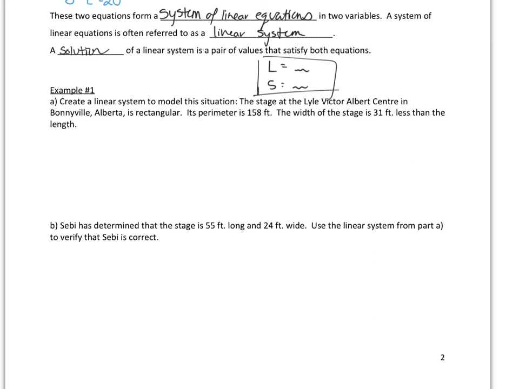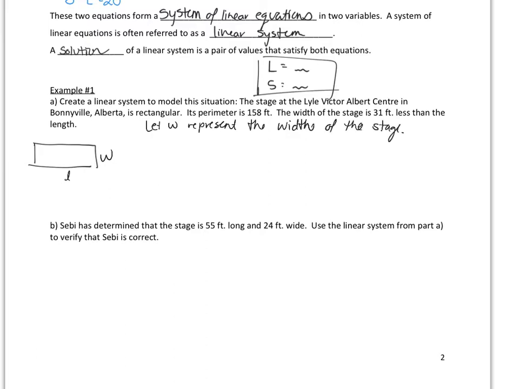The stage at the Lyle Victor Albert Center in Bonnyville, Alberta is rectangular. Its perimeter is 158 feet. The width of the stage is 31 feet less than the length. I'm just going to draw a quick diagram for us here. So we have this stage and it has a width and a length. We need to define these two variables. So let W represent the width of the stage.